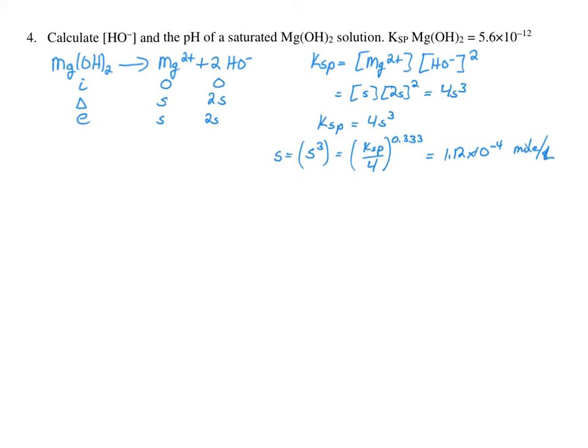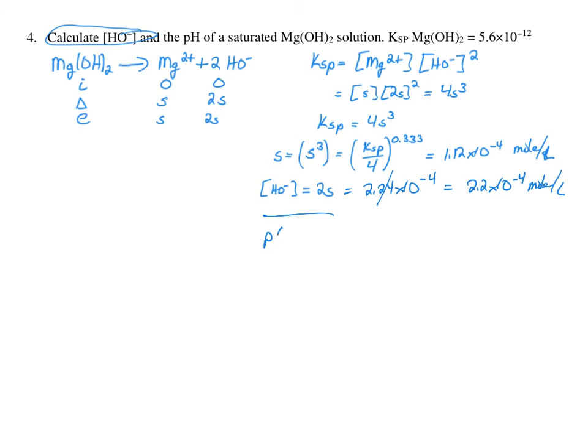moles per liter. Now that we have S, we can go back and answer our question. Our question first asks for the hydroxide ion concentration, which is equal to 2S, as we see from our ice table. And numerically, that's going to be equal to 2.24 times 10 to the minus 4. 2 sig figs justified: 2.2 times 10 to the minus 4 moles per liter.